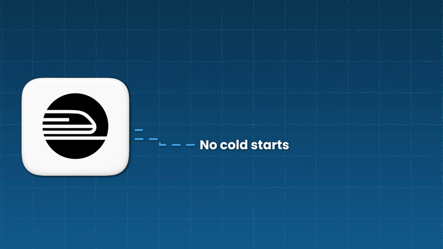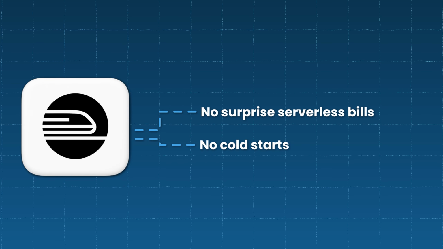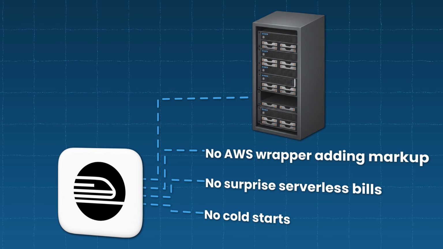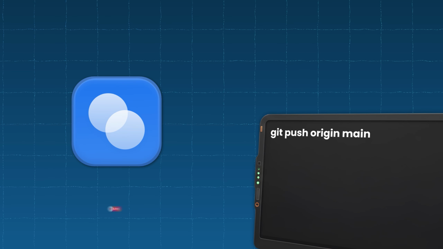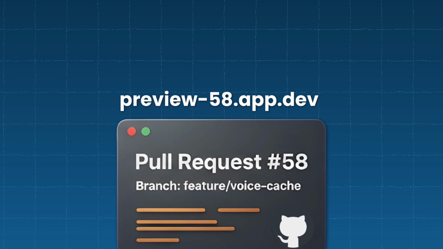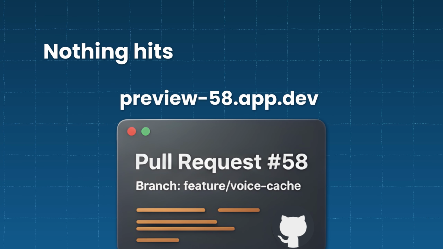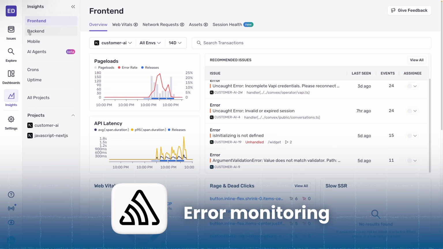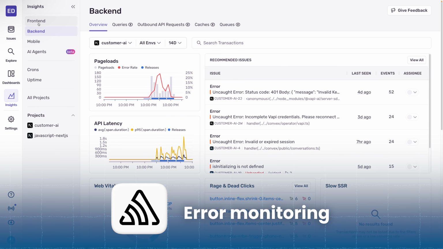Railway handles deployment. No cold starts, no surprise serverless bills, no AWS wrapper adding markup. They run on their own hardware. Push to GitHub and your app is live. Every pull request gets its own preview environment, so nothing hits production untested. Sentry handles error monitoring, bringing the whole project one step closer to a production-ready app.